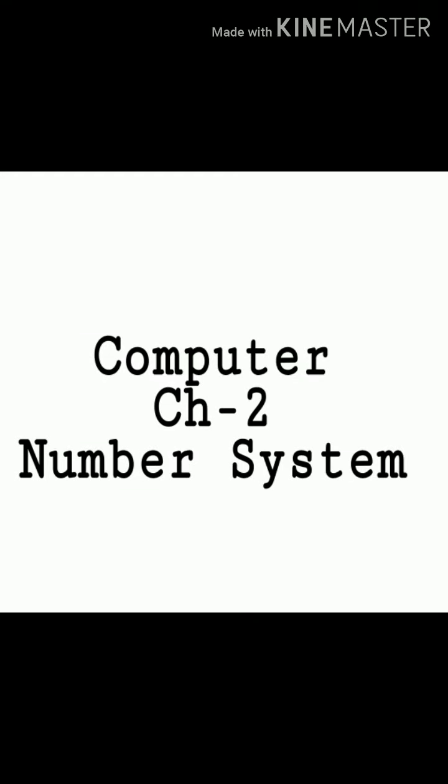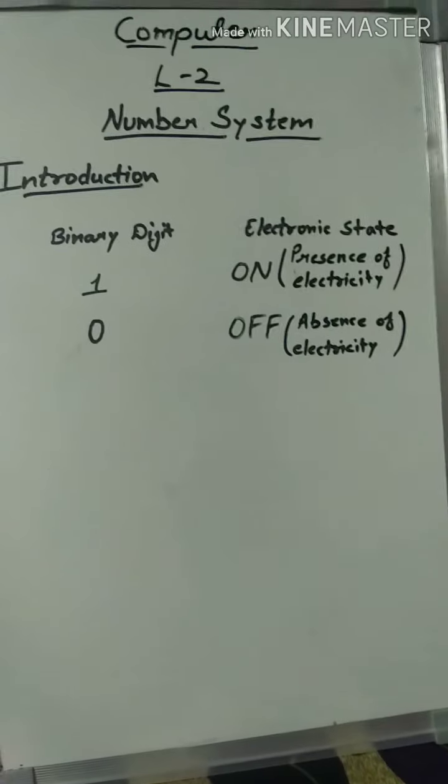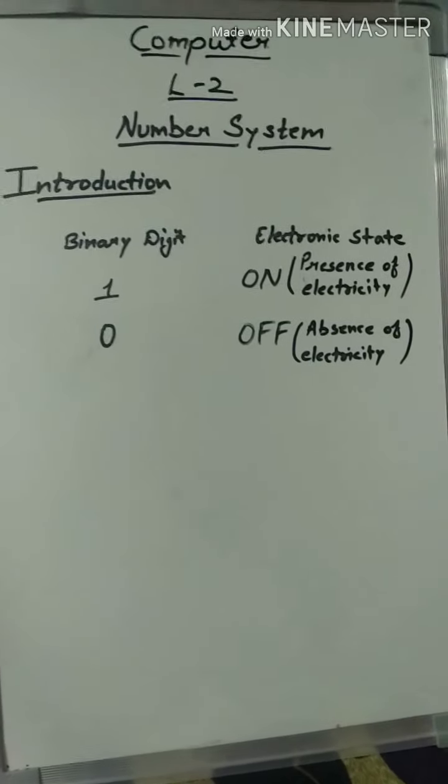Now we are going to study computer chapter number 2, that is number system. Students, we know that computer is a machine and it understands only machine language of 0 and 1. In this chapter we learn how these 0 and 1 work in a computer. Students, we are going to start with the introduction of the lesson.